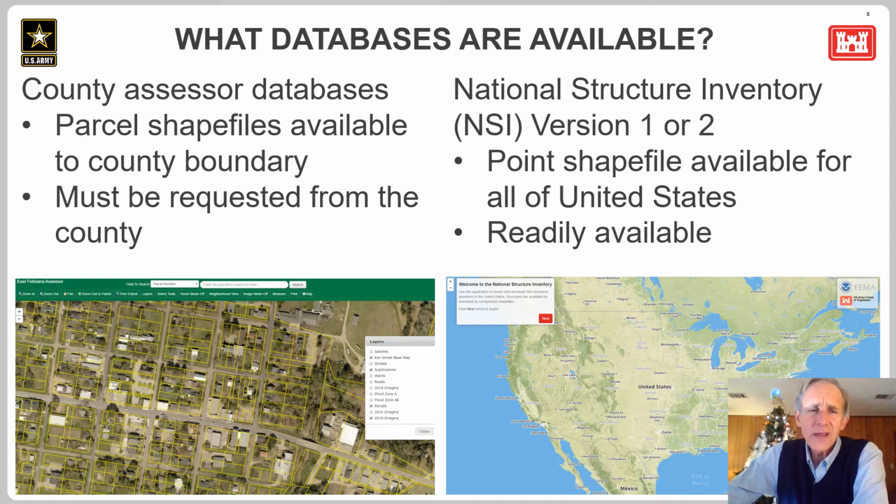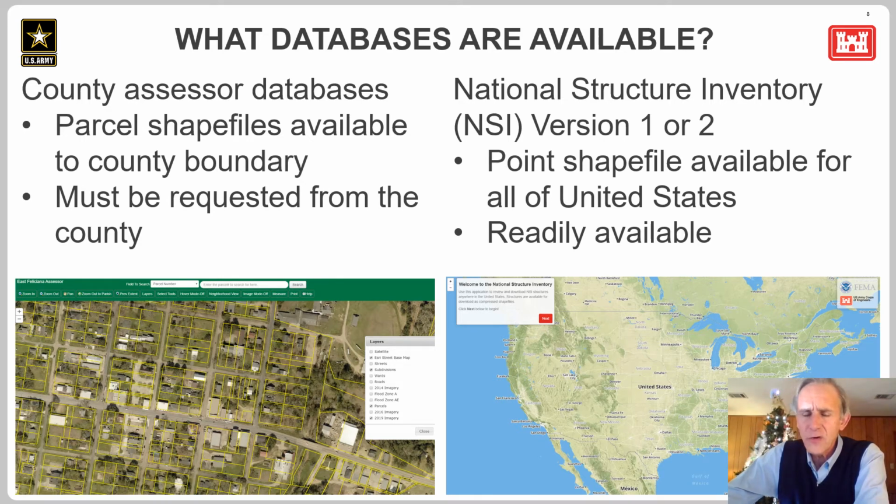What databases are available? Well, probably right now, if you can get county assessor databases that have parcel shape files available, that would be very good, but that can be a lot of work, and it must be requested from the county. As I said, what we tend to use is what's off to the right, the National Structure Inventory, version 1, and now we're on version 2, which has point-shaped files available for all of the U.S.